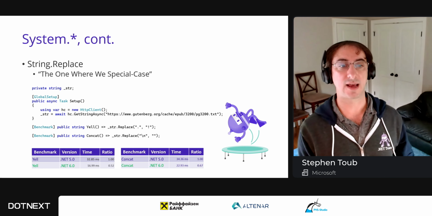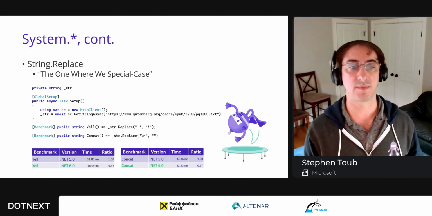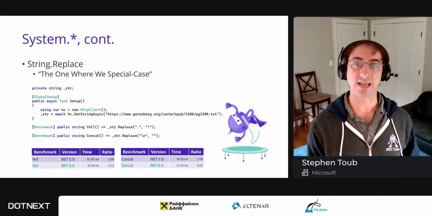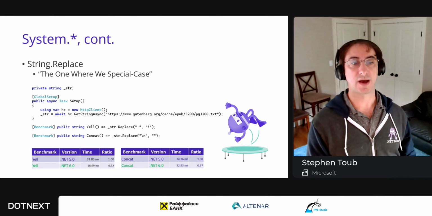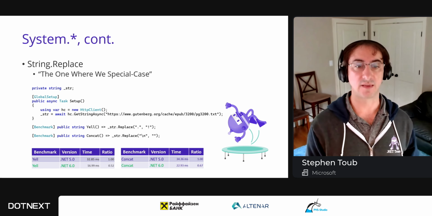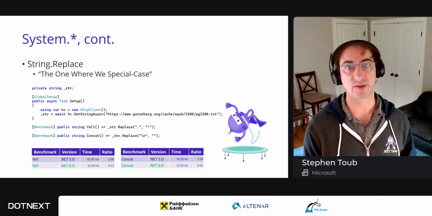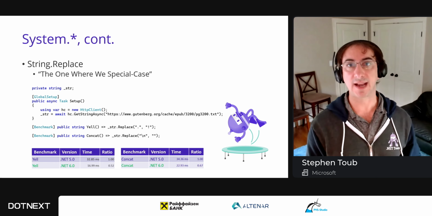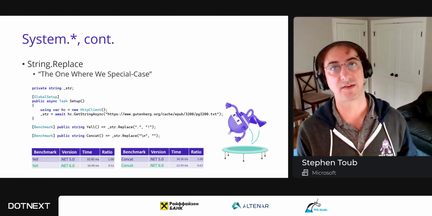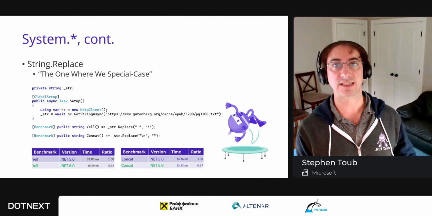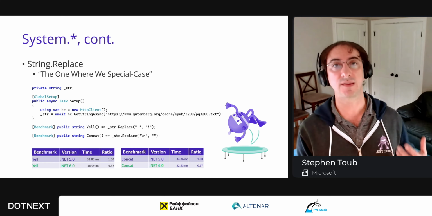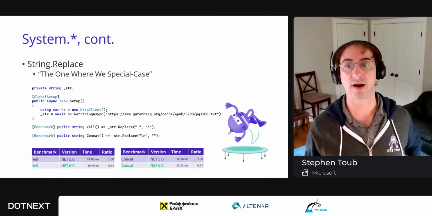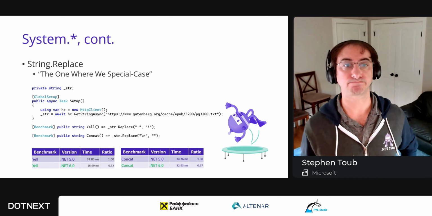You can see that whereas in .NET 5, this yell function was taking about 33 milliseconds, it basically got twice as fast in .NET 6 to about 17 milliseconds. And similar for the concat, it got about 30% faster. So again, the kind of things to look for as you're profiling your applications, if you're seeing the same kinds of input, and there's a way to special case them, it's a kind of optimization to consider.